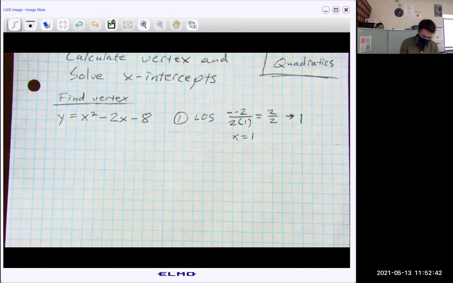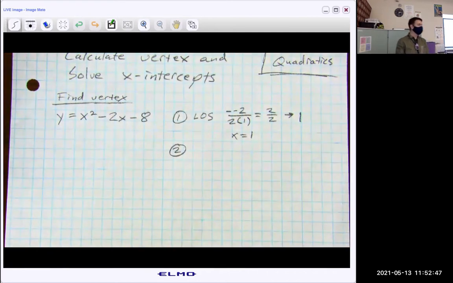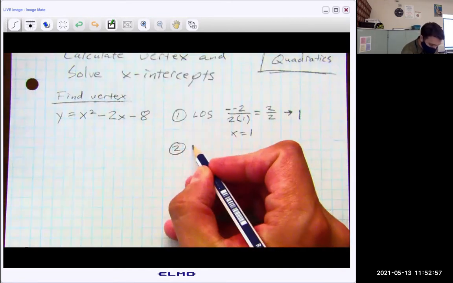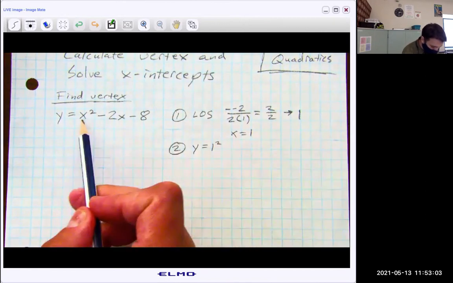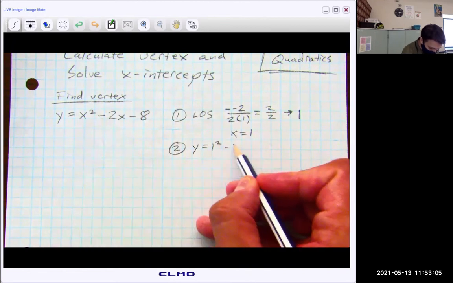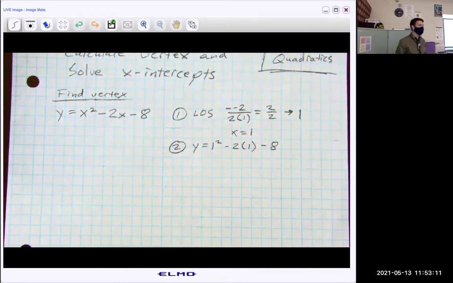So for step 2, we want to find out where are we at on the y's when x is 1. And to do that, you just substitute in the 1. You plug it into the equation we had before. So instead of writing the equation, I'm going to put in 1 for my x. So it's going to be y equals 1 squared minus 2 times 1 minus 8. If we solve this, it's going to tell us what is the y value on the parabola when we're on the line of symmetry. And that's what a vertex is.